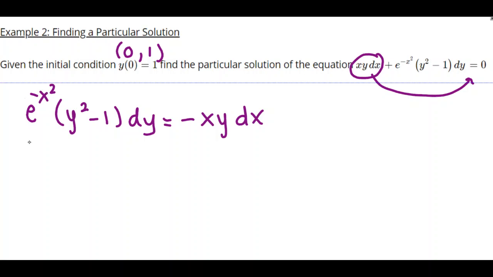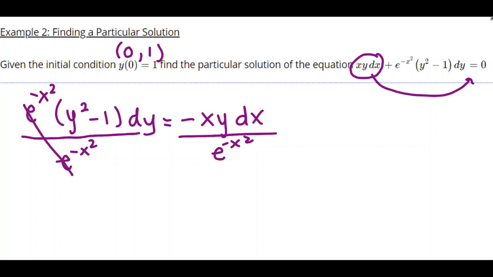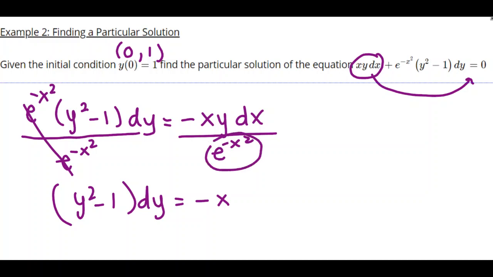I'm going to move this e to the negative x squared by dividing both sides. Those cancel here, and we get y squared minus 1 dy equals negative x. This negative in the exponent means I'm going to take this whole thing and move it up to the top.